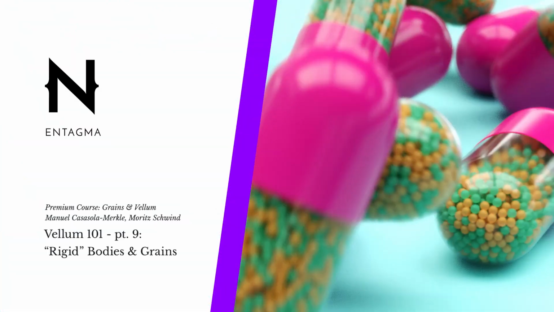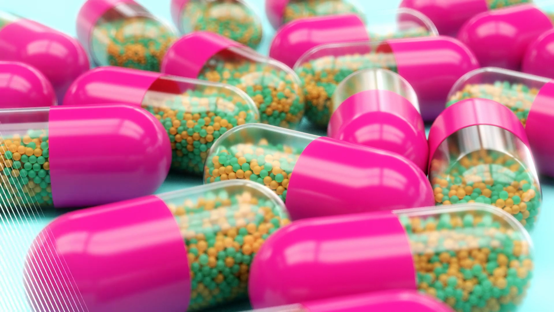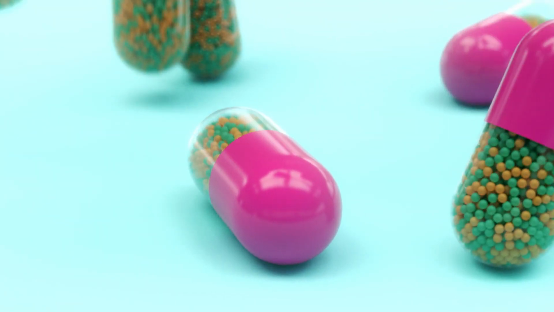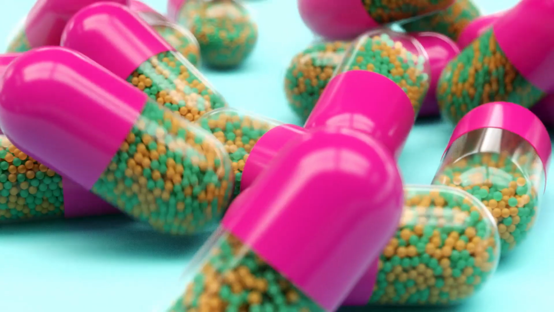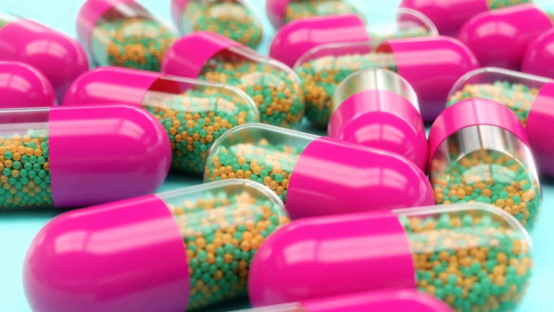I spent a good part of last week thinking about how to combine Bullet RBD simulations and Vellum, and apart from a very brute force way, which we'll maybe cover in a future tutorial, I did not come up with something that satisfied me. So I was thinking, could I build rigid bodies or an approximation of rigid bodies in Vellum? And this is my approach.